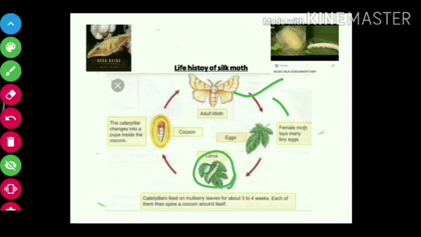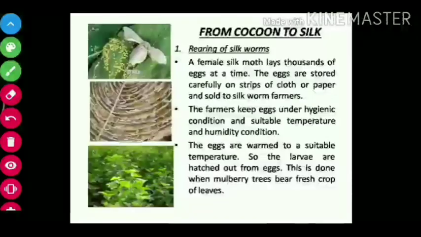They feed on these leaves for 3 to 4 weeks. Each of them spin in a cocoon around itself. And inside the cocoon, the caterpillar changes into pupa. Look at here, inside the cocoon, pupa is there. Then inside this cocoon, pupa converts into adult moth. So this is the life history of silk moth.